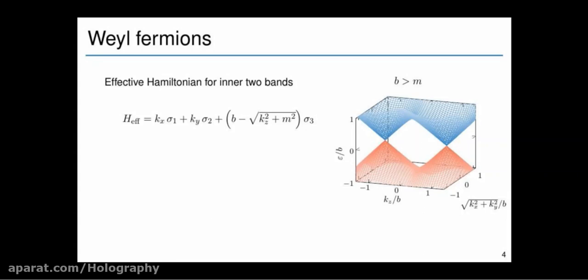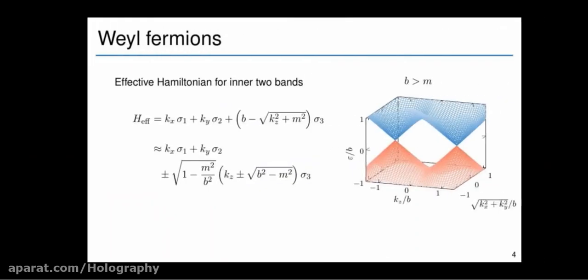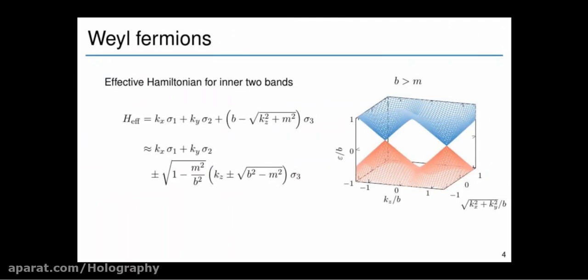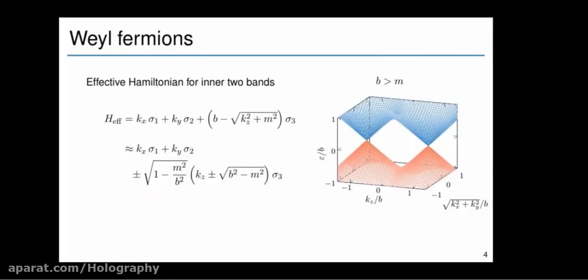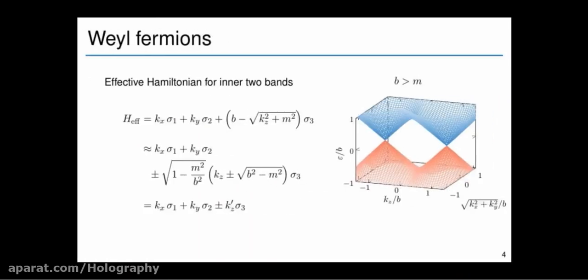And then if I expand near one of these two Weyl nodes to leading order in small kz away from these Weyl nodes, it looks like this. And then if I just redefine my momentum in the z direction, then you can see that you just get the Weyl Hamiltonian.